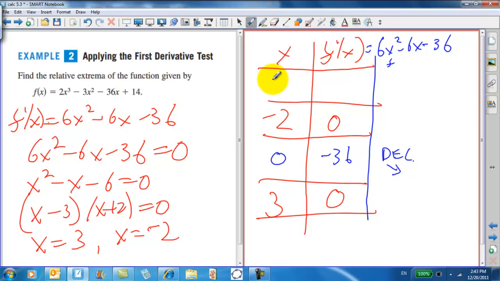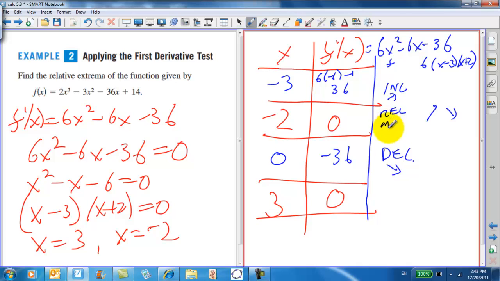Let's try a point to the left of negative 2. Let's try negative 3. Now this gets a little harder to substitute in. Notice we might prefer this format for it: 6 times x minus 3 times x plus 2. And so I get 6 times negative 6 times negative 1, and that's going to be 36. Well, that's going to be increasing then, since the derivative is positive. So by the first derivative test, at this critical number, the derivative changed sign from positive to negative, so the original function went from increasing to decreasing, so therefore we have a relative max there.